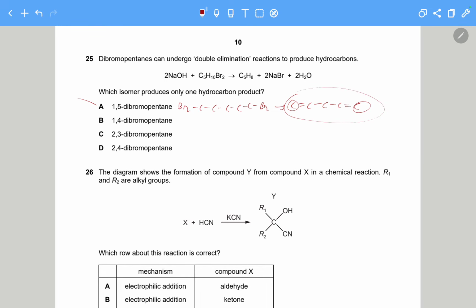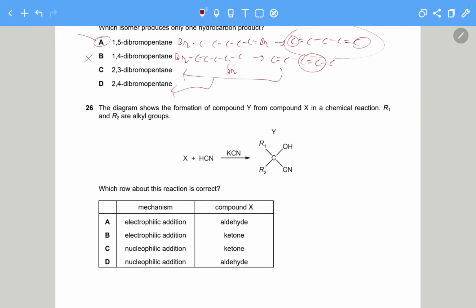And then let's look at the other options. 1,4-dibromopentane, BrCCC, and then we have the Br on this one this time, and this eliminates to give CCC, and this will have cis-trans isomers around this alkene group, and therefore we'll have two products. Not possible. D is wrong. And if we do the same thing for C, we'll get similar analyses, and therefore A has to be the correct option.